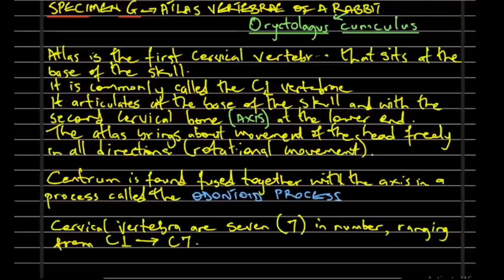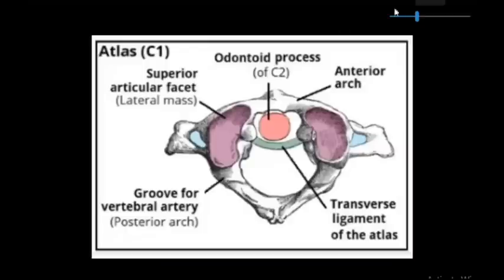So we can have pictures like this to buttress our point. We can see this is the C1, the atlas. Looking at it now, we have this place here called the odontoid process. This is where the C1 sits on the C2. The connection between the C1 and the C2 is at this point here. So we can have the articular facet. You can see them, and this is the anterior arc.